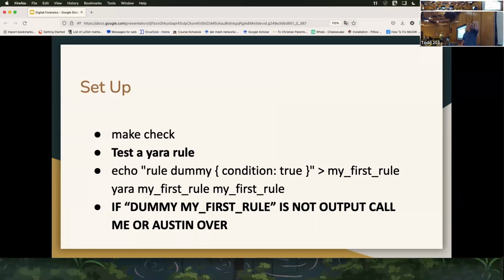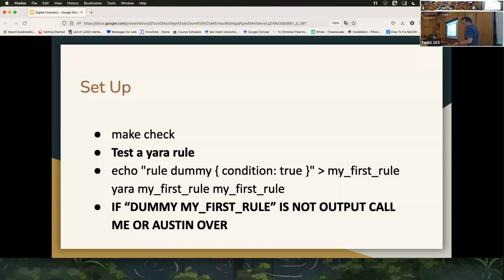All right, for those of you who have gotten it working, run make check, please. And if we get all green, pass, pass, pass, pass, pass, then Yara has been installed and built correctly. Yeah, let it run through.